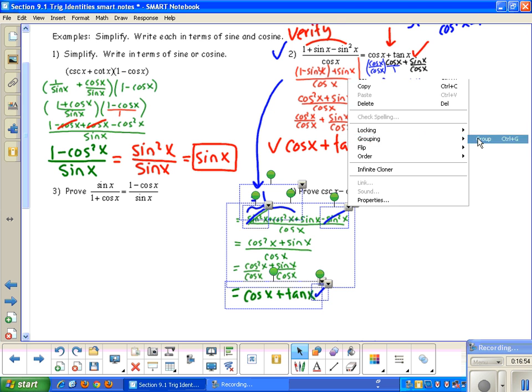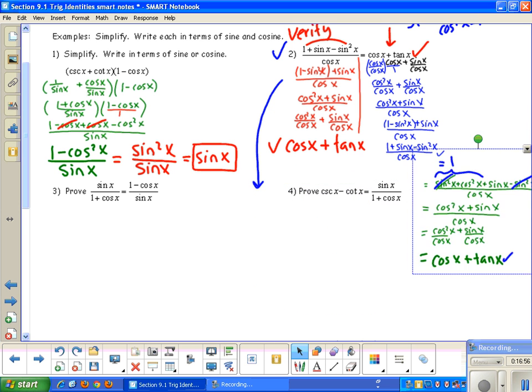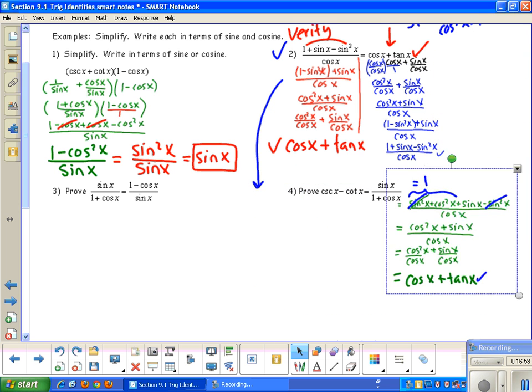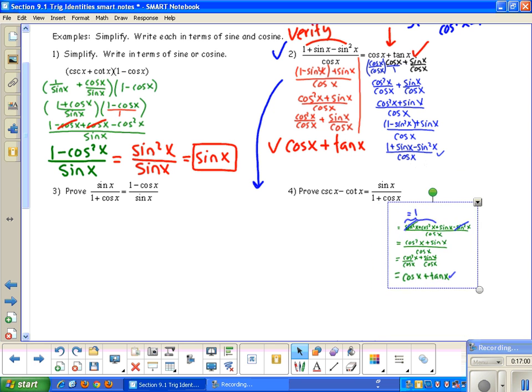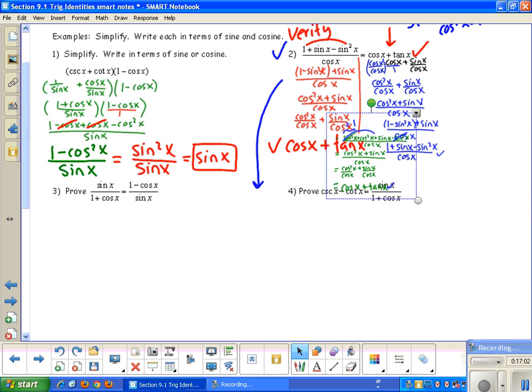So I'm going to group that together and just move that over here. I'll make it a little smaller. And I'm going to move that over here. So that was another way.